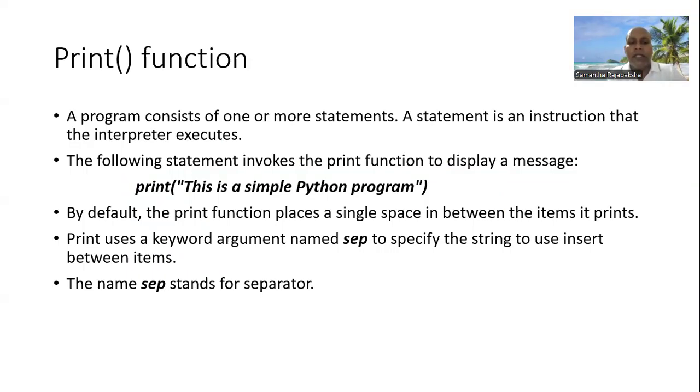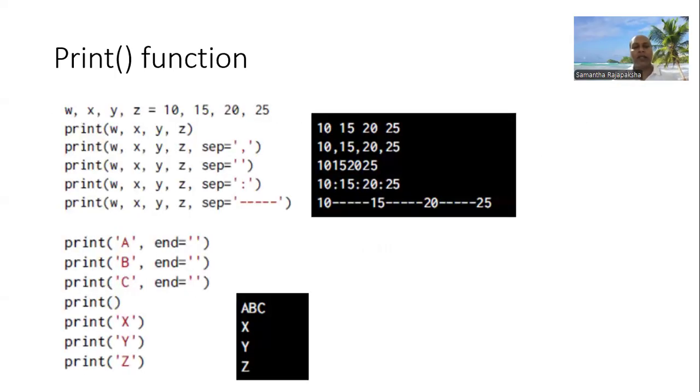One of the main functions we have to use in Python is the print function. The print function will display messages on the screen. When I'm using this print function, you can see in this example we have some variable assignments. Here we assign the values w is equal to 10, x equal to 15, y equal to 20, z equal to 25. That is one way to assign the values. And this one just prints the values.